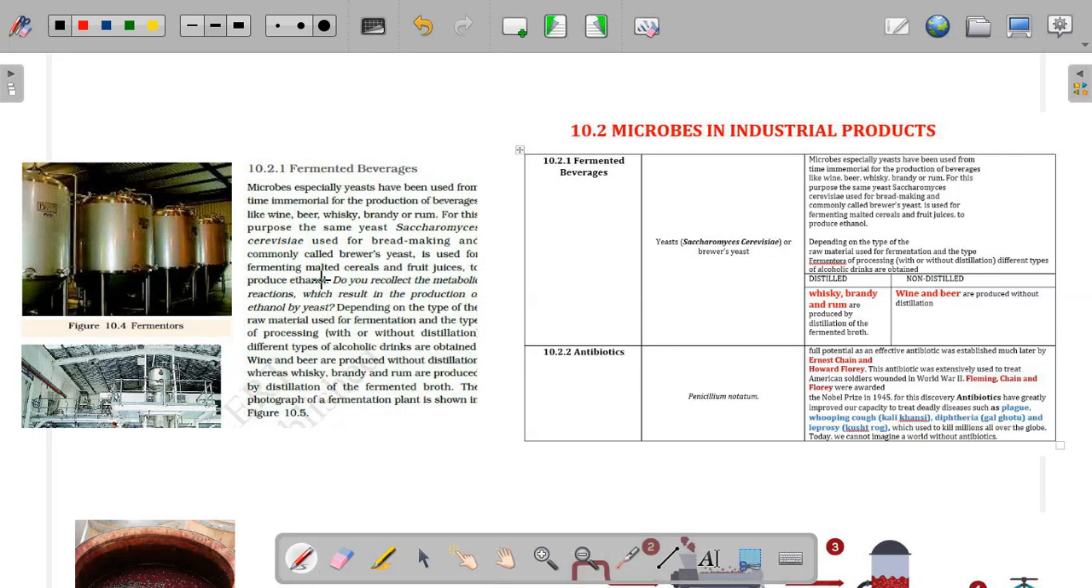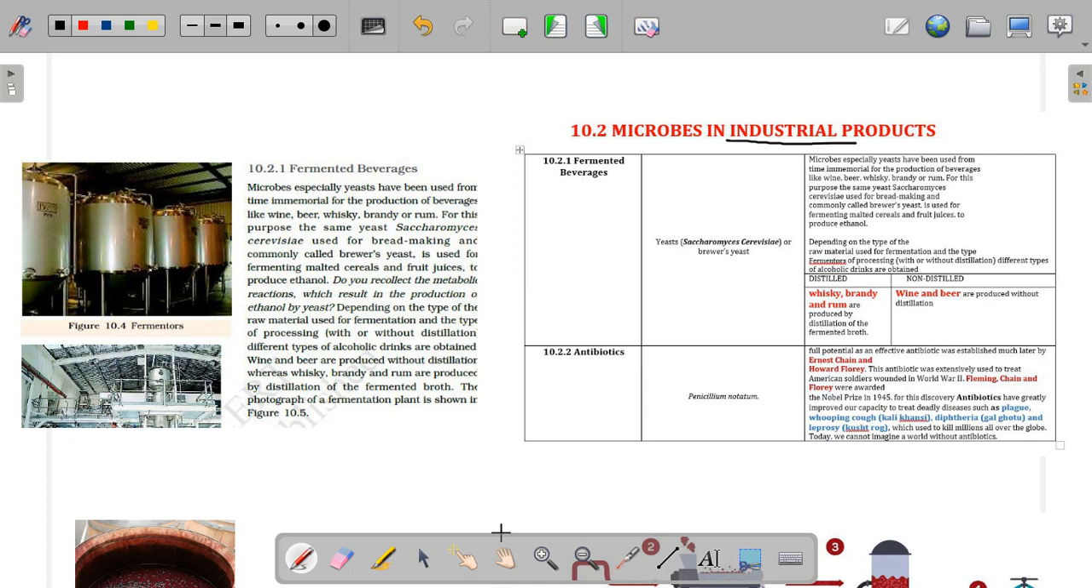Another topic, that is 10.2, microbes helping in production of industrial products. Industrial products means it's not household. Industrial means production of some products at a large scale so that it can be distributed to public people living in a society. The very first one under this category is production of beverages, fermented beverages.